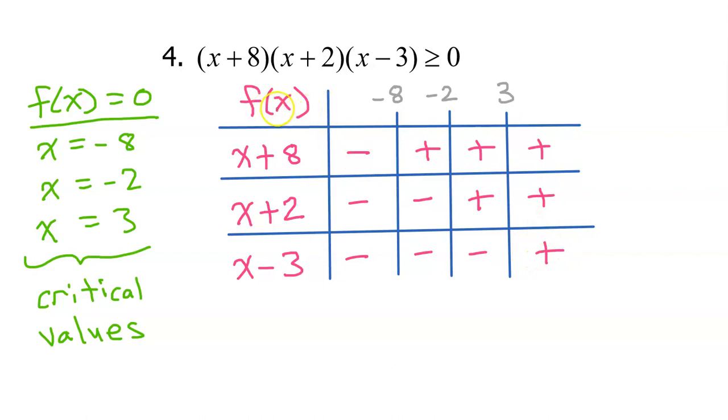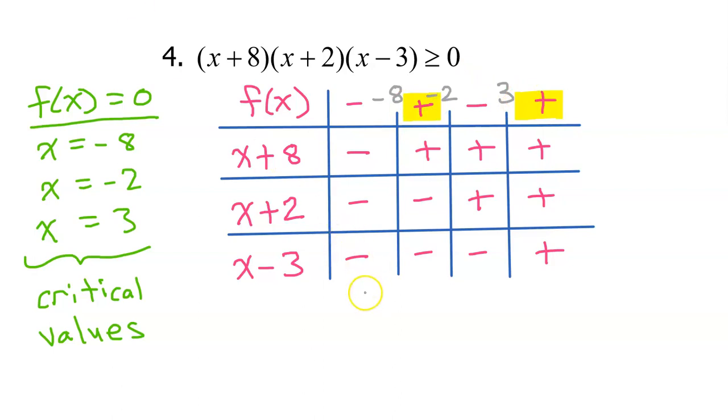To decide whether f of x is positive or negative in each interval, you can just focus on the negative signs. If you have an odd number of negatives, that is going to cause f of x to be negative. If you have an even number of negatives, f of x will be positive. So since we only have one negative in the third interval, f of x will be negative. Obviously, if we have all positives, that makes f of x positive. In this case, we are looking for the values of x that cause f of x to be greater than or equal to 0. So the solutions will be in the intervals where f of x is positive.